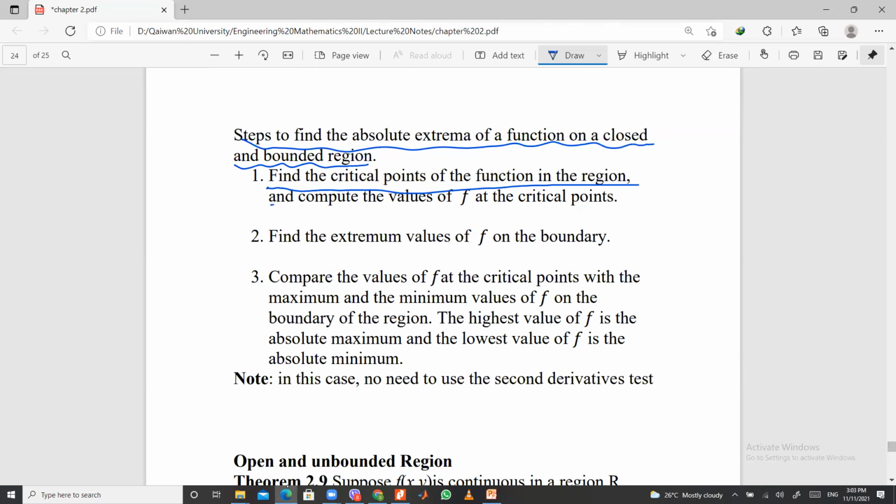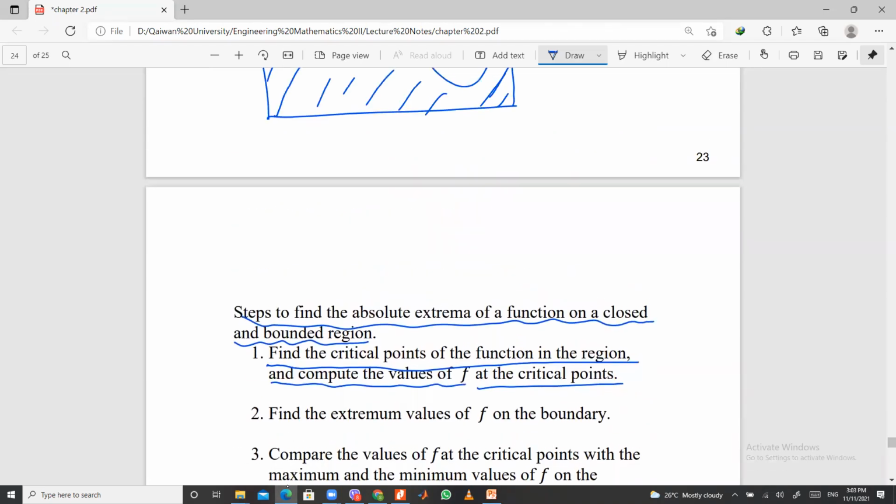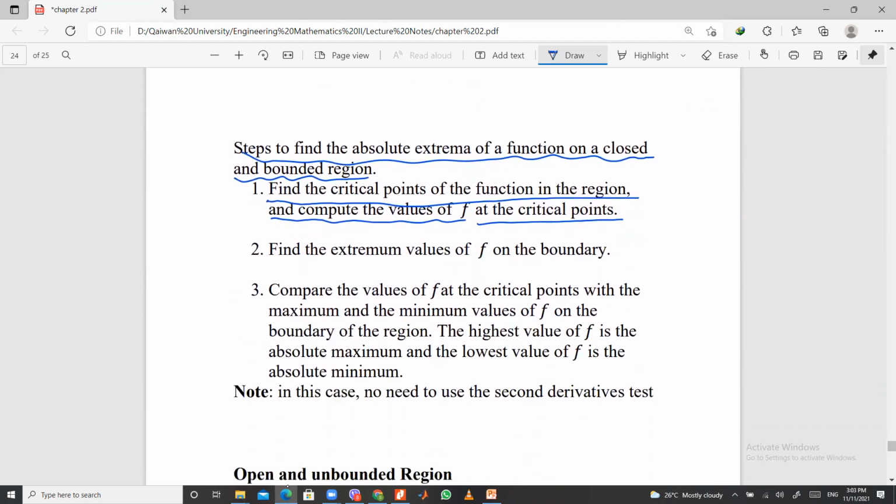Then we compute the values of f at the critical points. That means replace the critical points into the original function. That's the first step.